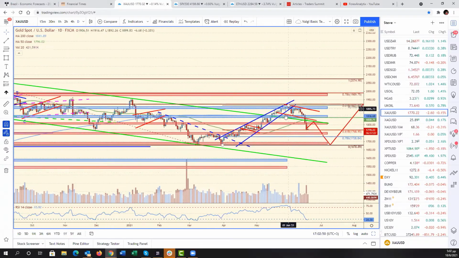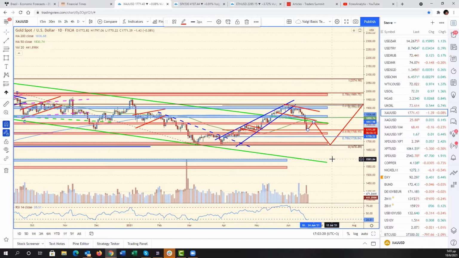I was following this red channel. The moment we sliced through it, I knew that the bullish case scenario for this consolidation was out of the window. It was over. Now, at some point, as I said, we're going to have some kind of a rebound higher from here, which should be sold. Probably, if you're looking to trade it shorter term, you should sell it. And we might then see a continuation lower towards below 1700.